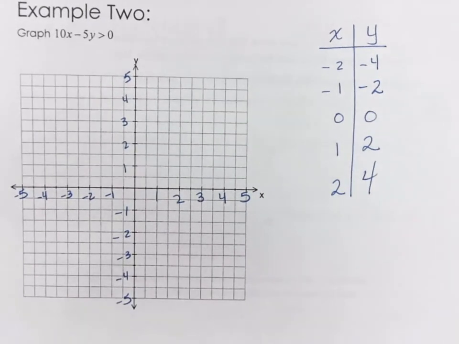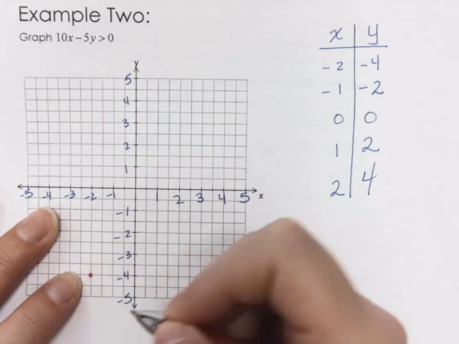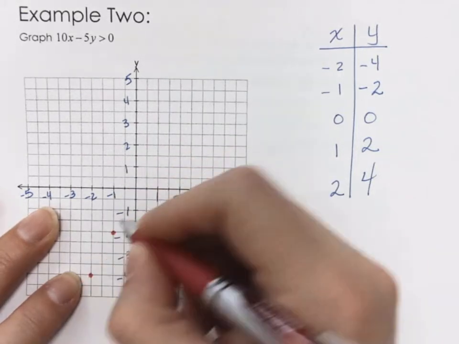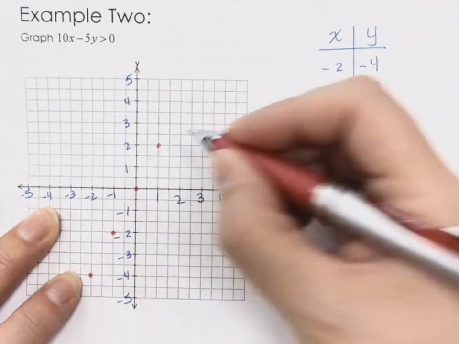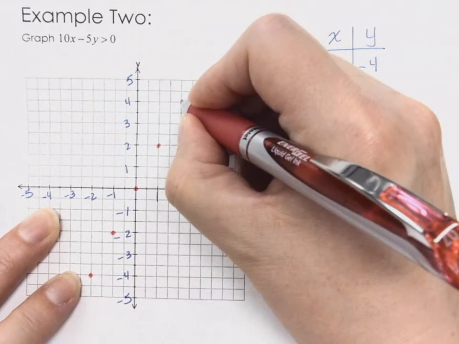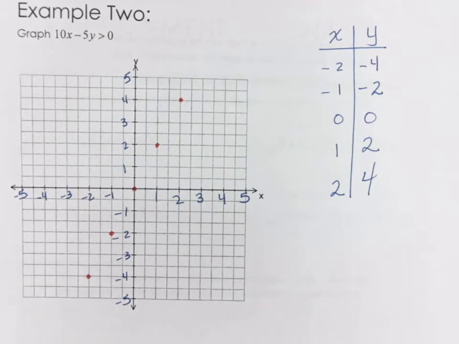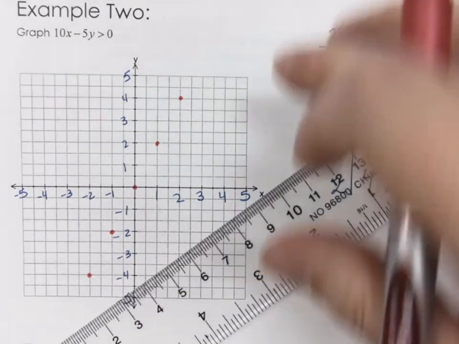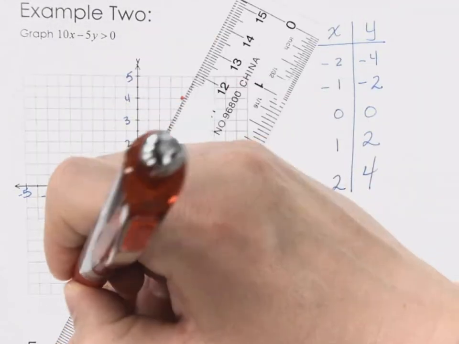Okay, so I'm going to plot my points. So I've got -2, -4, -1, -2, 0, 0, 1, 2, and 2, 4. Okay, so before I join the dots, I got to ask myself, is this line dashed or is it solid? This time it's dashed. So if you can remember to do that, you'll be way better than I am.